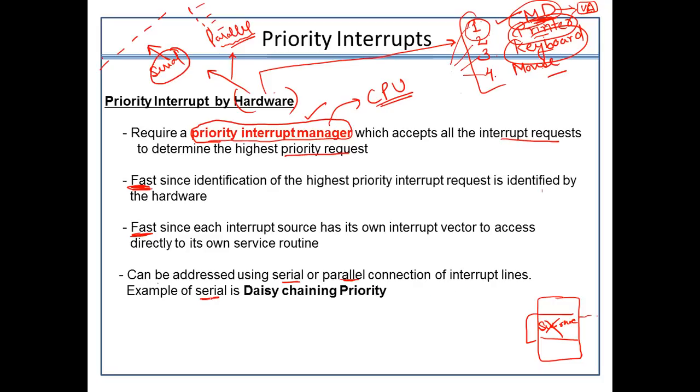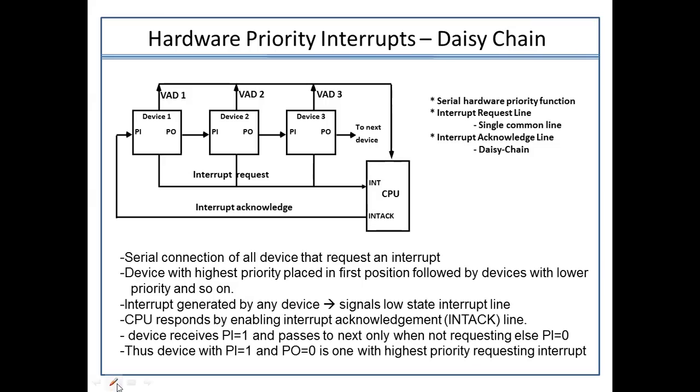An example of the serial based connection is the daisy chain priority. Daisy chain plays an important role, so let's understand what exactly the daisy chain priority interrupt is. This is the full scenario of the daisy chain: the serial hardware priority function. The devices are attached in serial order. This is device one, like the magnetic disk I took as an example in the previous slide.